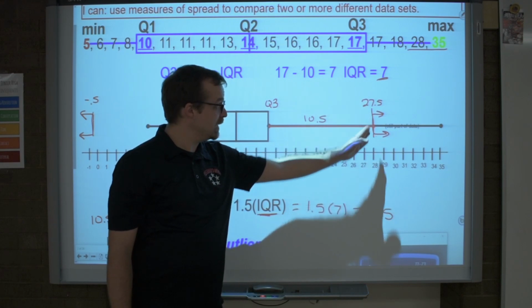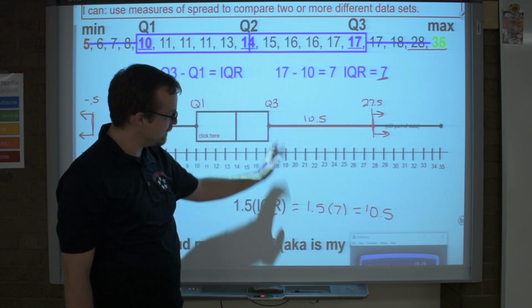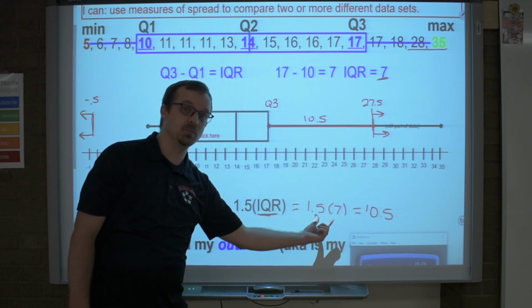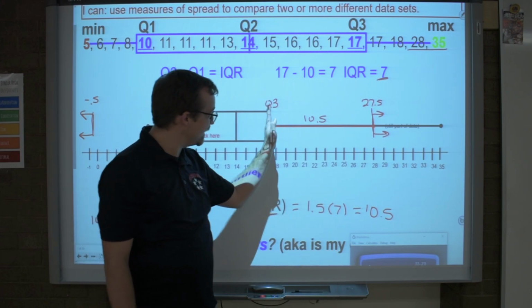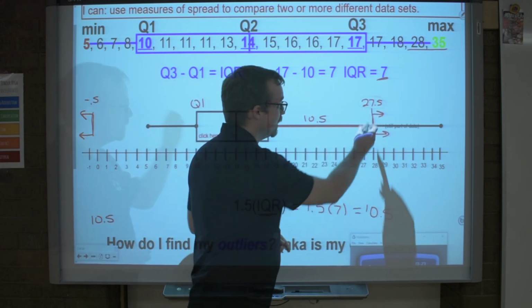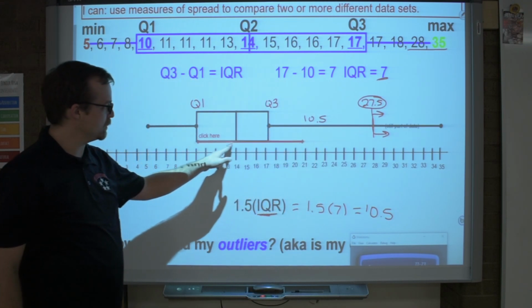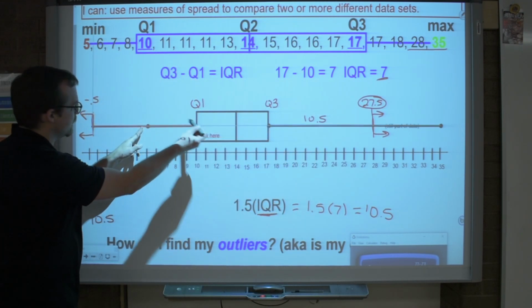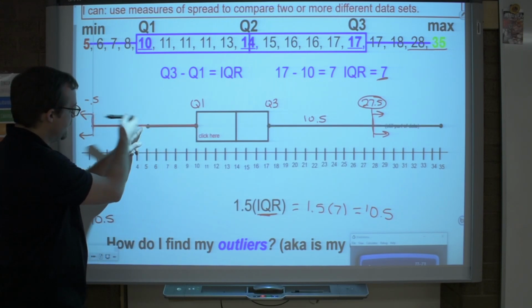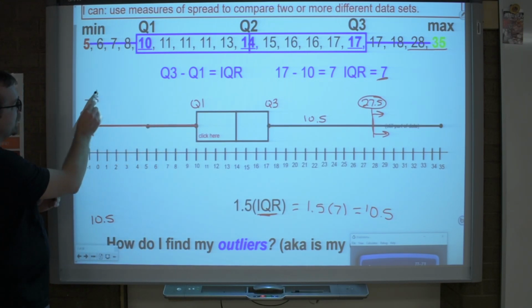Basically, to find the upper limit, we're going to go to Q3 and add this 10.5, which we found by multiplying 7 by 1.5. That's going to be our upper limit. And then I'm going to take this interquartile range times 1.5, which is simplified, and go to Q1 and subtract it, because I have to go to the left, right? That's how I'm going to find my lower limit, which we got here is -0.5.